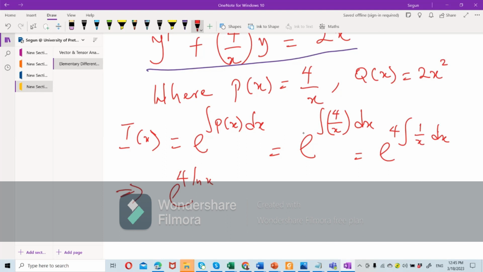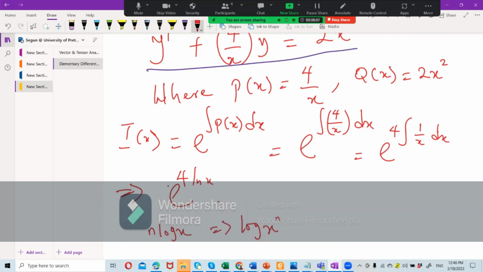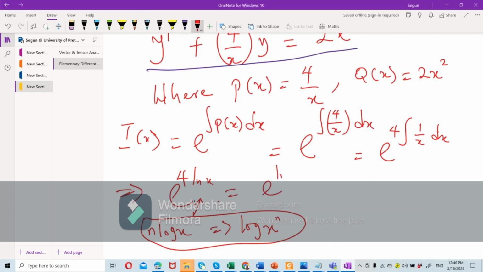According to the law of logarithm, anytime you have n log x, it is the same thing as log x raised to power n. So remember this law. That's what we are going to apply here now, which is going to be exponential ln x raised to power 4.